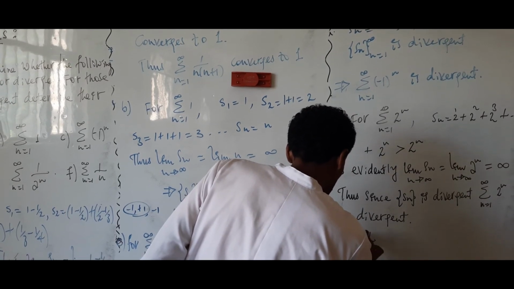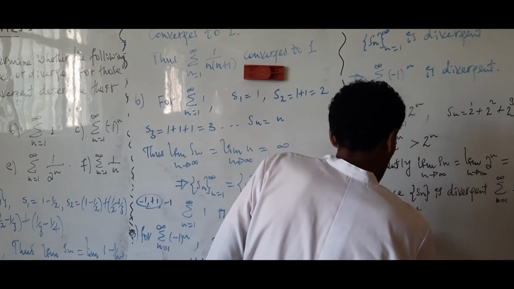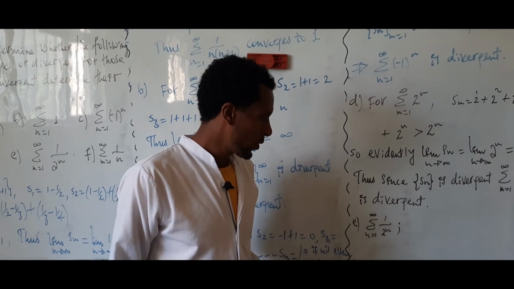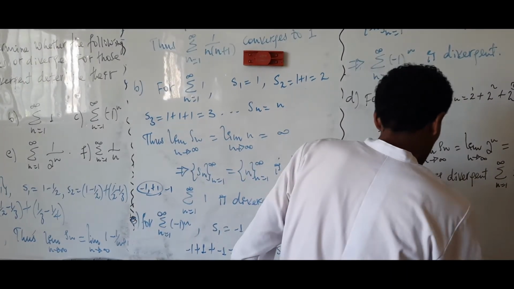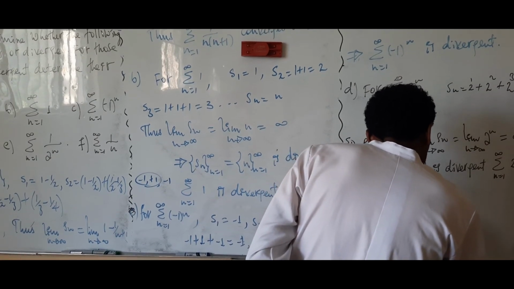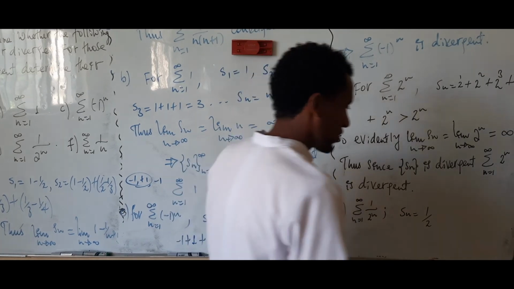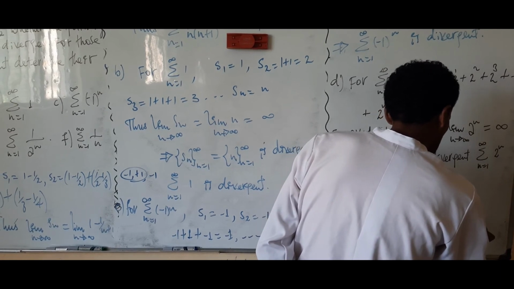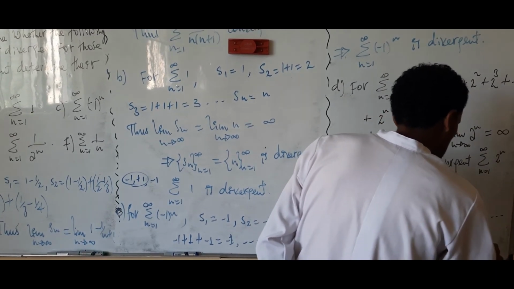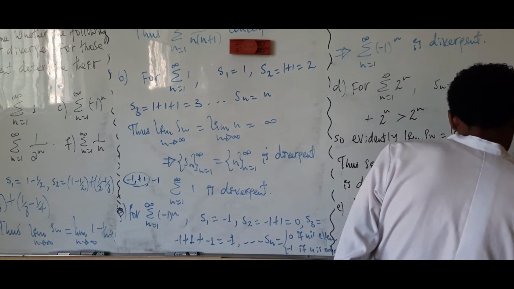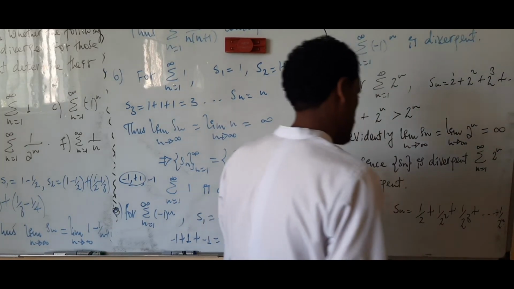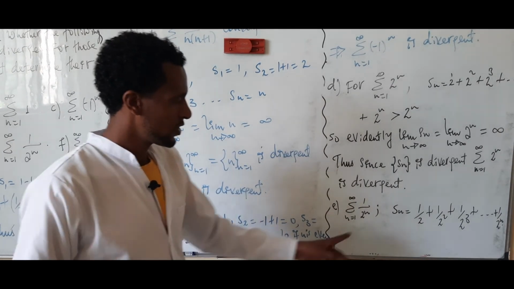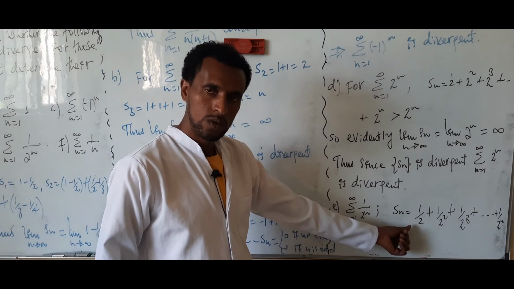when n starts from 1 to infinity. For this series, Sn is equal to 1 over 2 to the power of 1, that is 1 over 2, plus 1 over 2 squared, plus 1 over 2 to the power of 3, plus up to 1 over 2 to the power of n. Multiply both sides of this by 2.